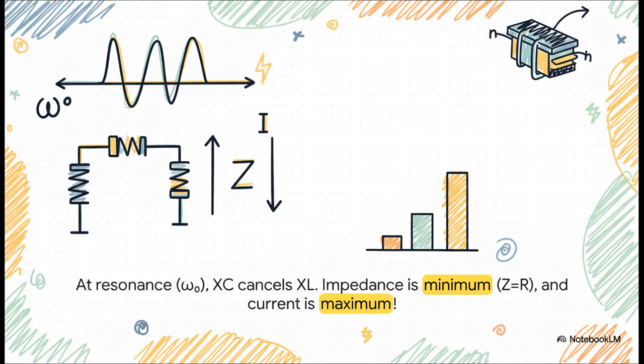And when opposition is minimum, what happens to the current? It shoots up to its maximum value. This is the magic of resonance. And it's not just theory. It's exactly how you tune your old radio to catch your favorite station.